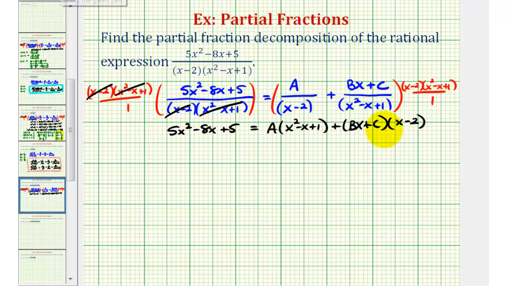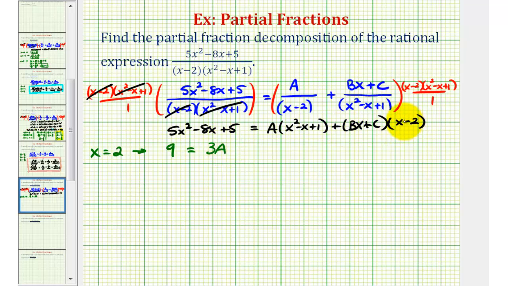For example, notice if we select x equals 2, the factor of x minus 2 would be equal to 0. So let's start there. If x equals 2, we'll substitute 2 for x. So here we'd have 2 squared, that's 4 times 5, that's 20. Minus 8 times 2, or minus 16, that's 4, plus 5, that's 9. And now on the right side, again, if x is 2, we'd have 2 squared or 4, minus 2, that's 2, plus 1, that'd be 3. So a times 3 would be 3a.